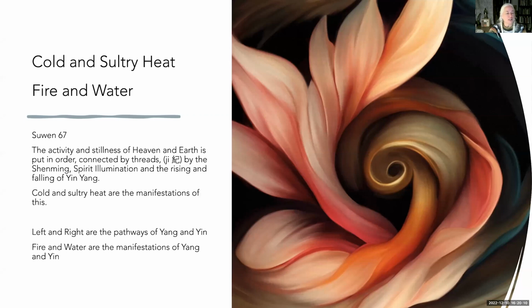And then again, this cold and sultry heat and fire and water are taken out especially. The activity and stillness of heaven is put in order by connected threads by the Shenming spirit illumination. The rising and falling of yin yang, cold and sultry heat are the manifestations of this. Left and right are the pathways of yang and yin. Fire and water are the manifestations of yang and yin.